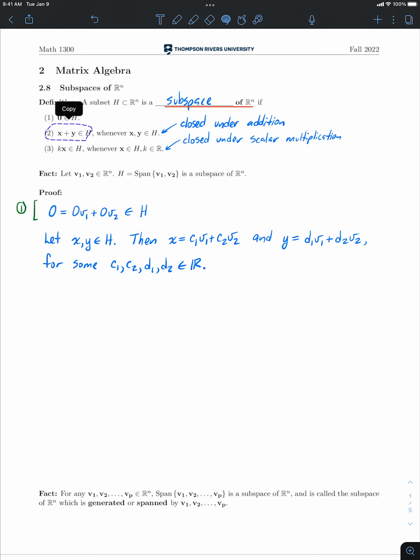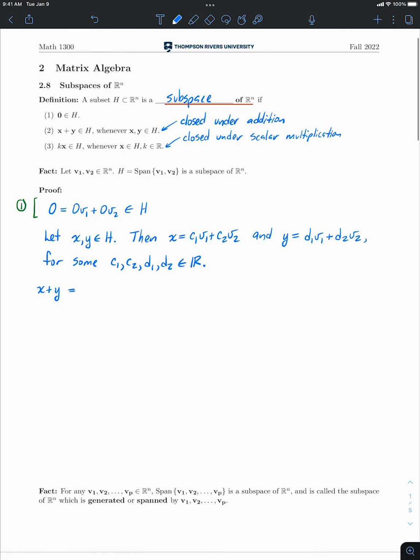So what are we trying to show? We're trying to show that the sum of X and Y is now also in H. Well, let's start by figuring out what the sum is. So let's say X plus Y. We're going to add them together and see what we get. We've actually got representations of X and Y in the form of linear combinations. So we've got C1 V1 plus C2 V2, that's our vector X written as a linear combination. And then Y is D1 V1 plus D2 V2. So we want to add those together now.